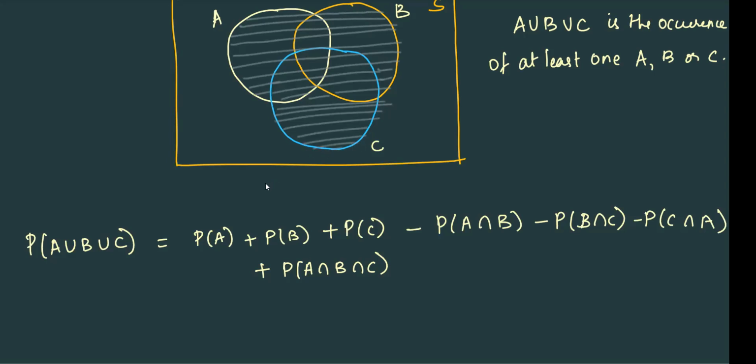Now this is the shaded portion we want. So now we'll make colors. Just see this. Now this region is A intersection B. This region is A intersection B. Now this region is B intersection C.